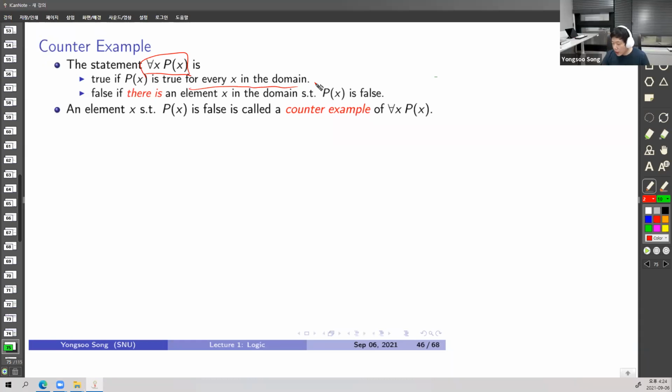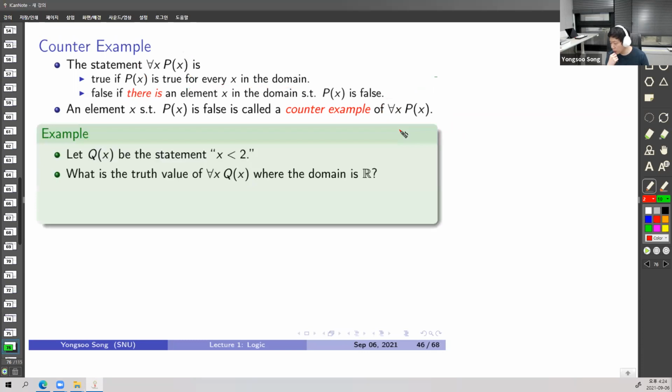And otherwise, this statement becomes false if there is at least one element x in the domain such that P(x) is false. Because this statement is basically claiming that P(x) is true for every element x. So only one exception makes this statement false. An element x which makes P(x) false is called a counterexample of this statement.